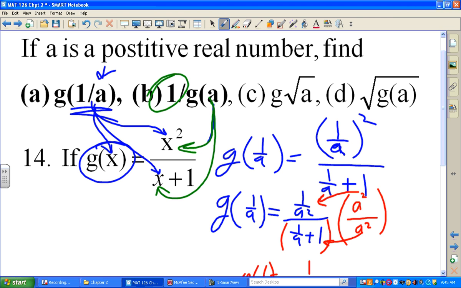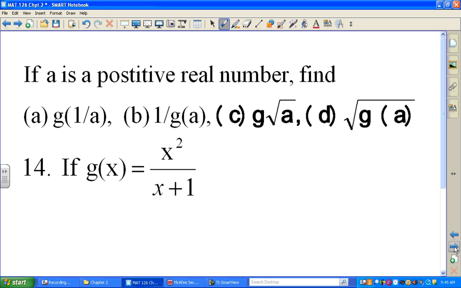Look what's coming up next. G of the square root of a. Nice. Let's get to it. No sense of waiting around. So what is G of the square root of a? I don't know. G of the square root of a. Well, that's easy. You put the square root of a in and you work it out.